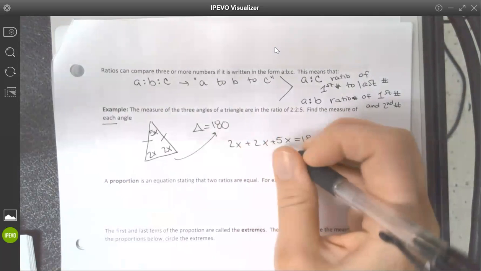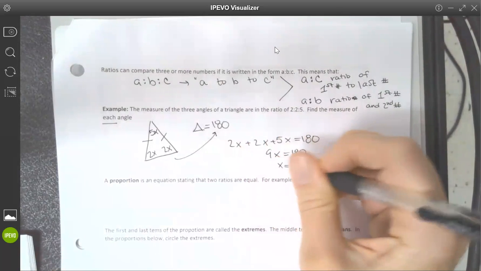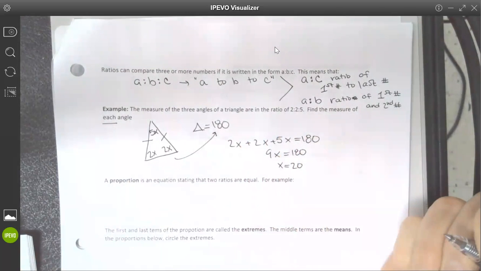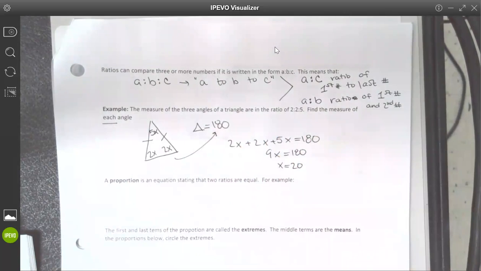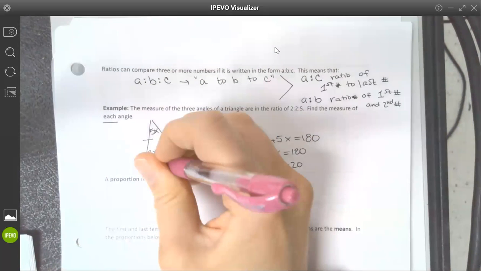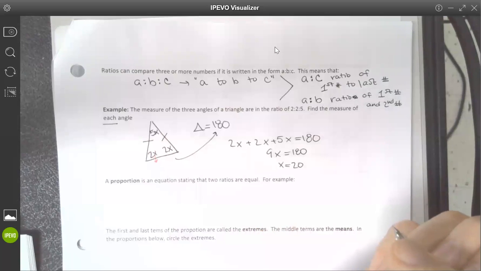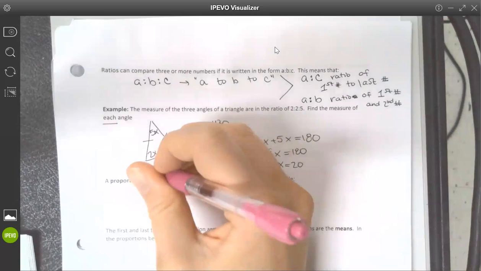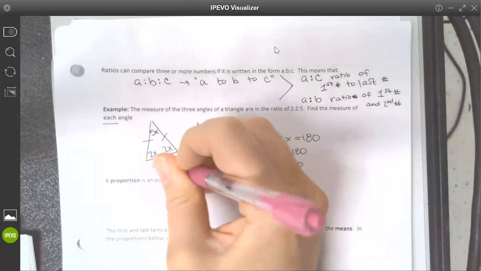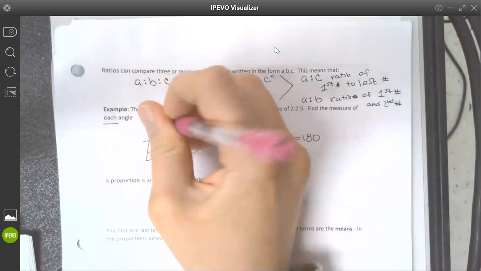9 x's. And divide by 9, and x equals 20. If x equals 20, then what are my angles? What would this angle be? Two times 20? 40. This angle would be 40 as well. And this angle would be 100.